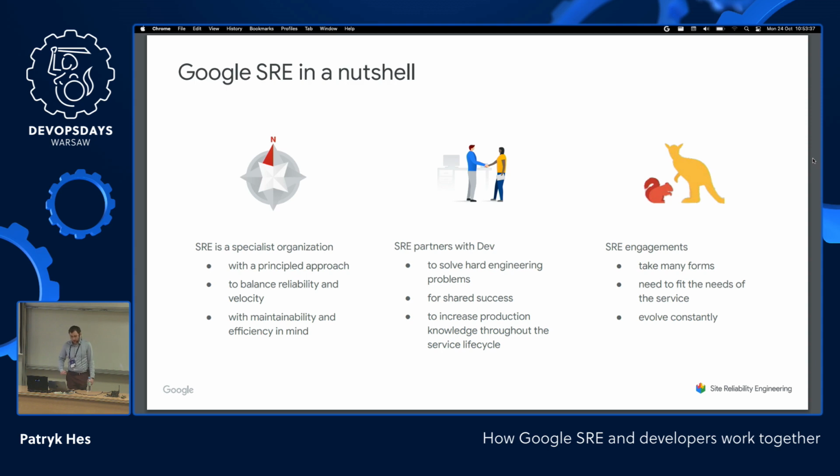So to sum up, SREs at Google are a specialist organization. They have lots of principles, but I guess most of them make perfect sense. They are not only about keeping the lights on. They are not only about reliability. It's a balance between reliability and velocity. Maintainability and efficiency in mind means that it's not only button clicking, it's all about trying to automate all the things, or even better, eliminate the need for automation. And there is a partnership between SREs and devs, and the engagements take many different forms, and they always evolve.